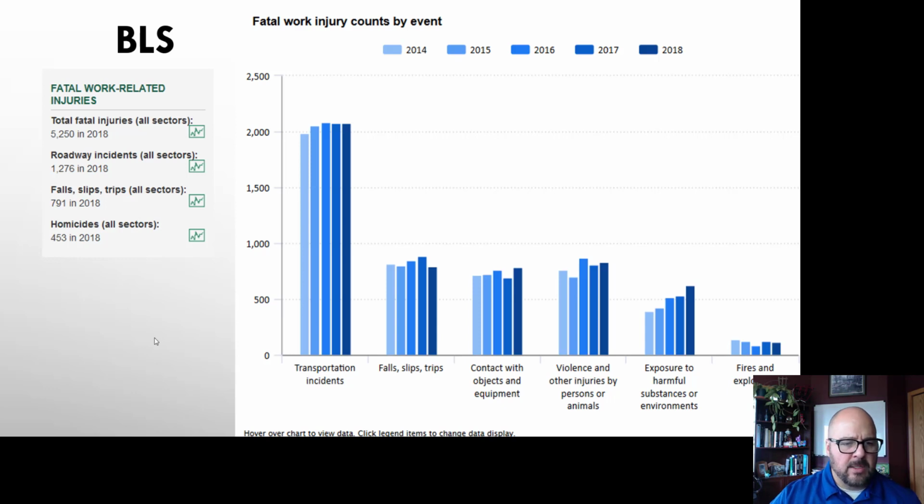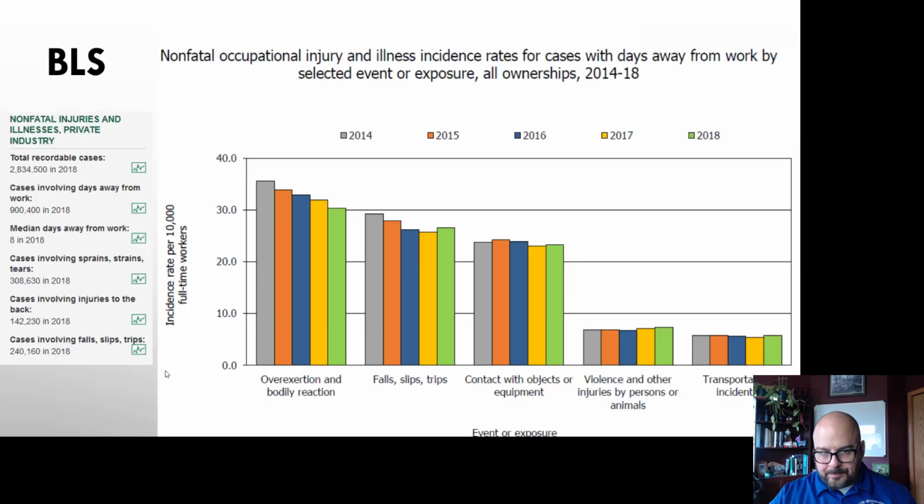So what I want you to do is look at 2019 and see, did these trends change, or did one of these go up? Next, these are the non-fatal injuries, injury and illness by incidence rate.